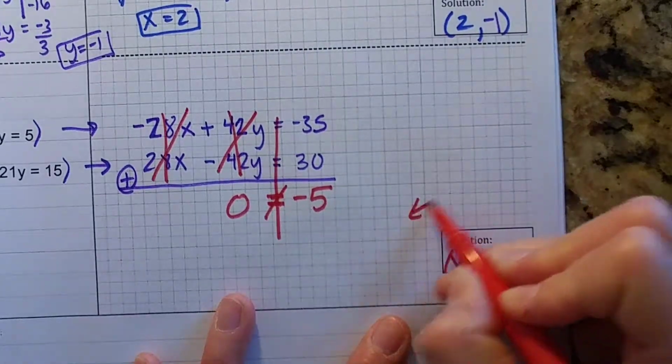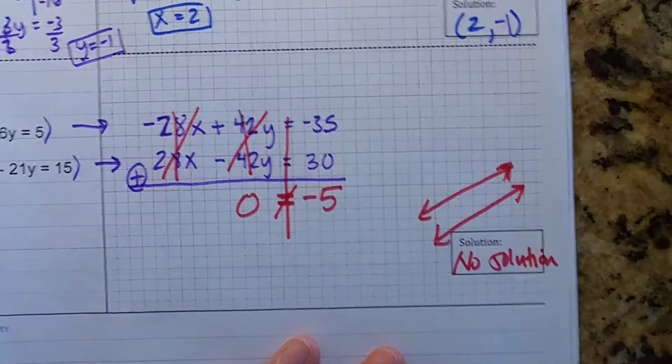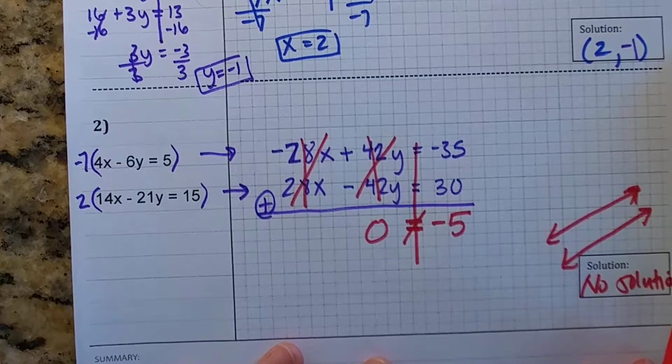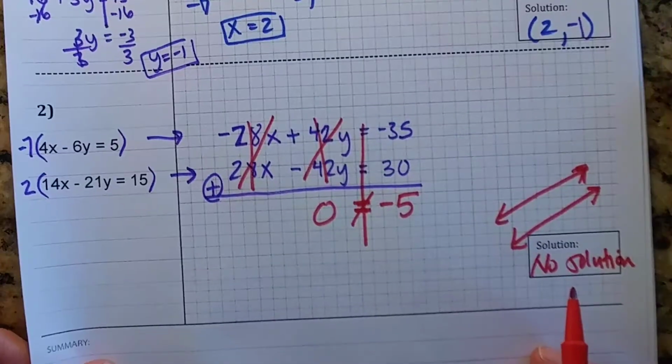Well, what that means is that our two lines, if we were to graph them on a coordinate plane, are going to be parallel. They're never going to intersect. Not bad. Pretty cool. Okay, well, that's what that looks like with the elimination method, a no solution.